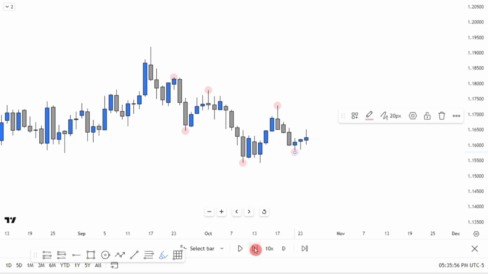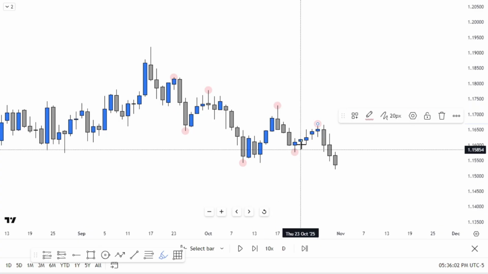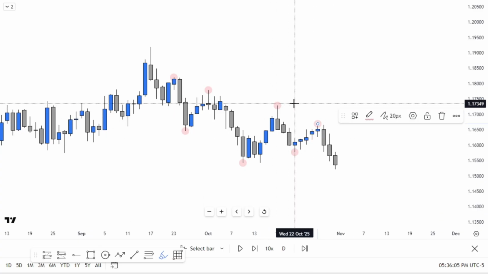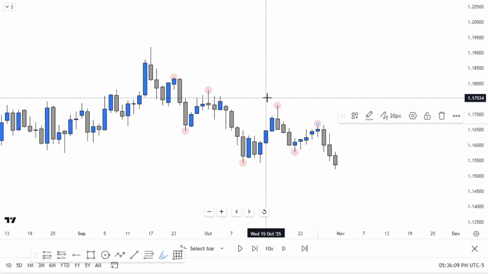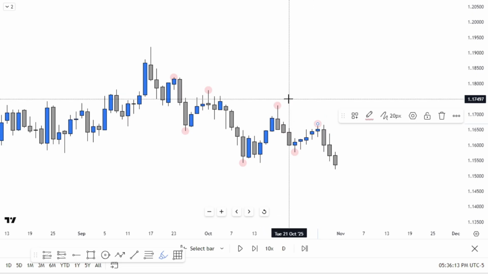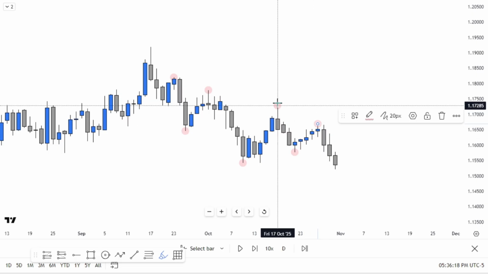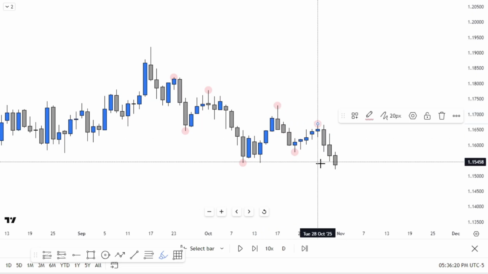But let's see how price plays out. Price then makes a lower high here, confirming that price did not break above this structure or this high to transform from a bearish trend to a bullish trend. It didn't break above here. So it remains a bearish trend and continues to drop lower.